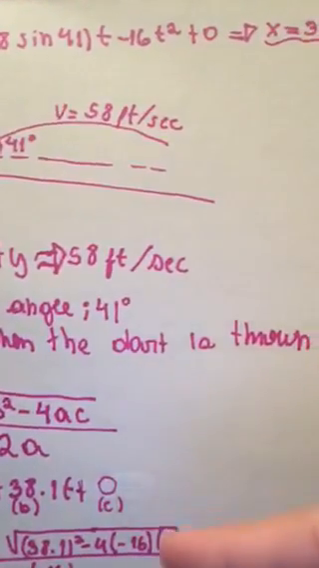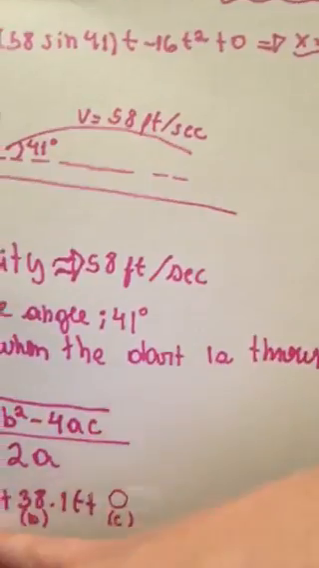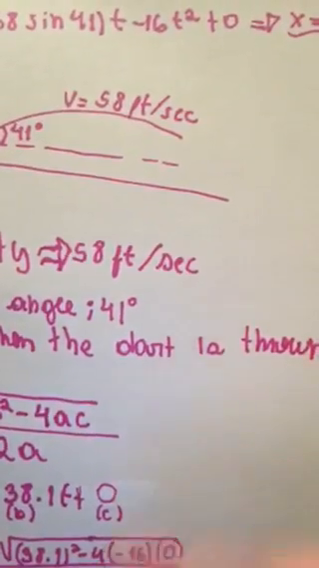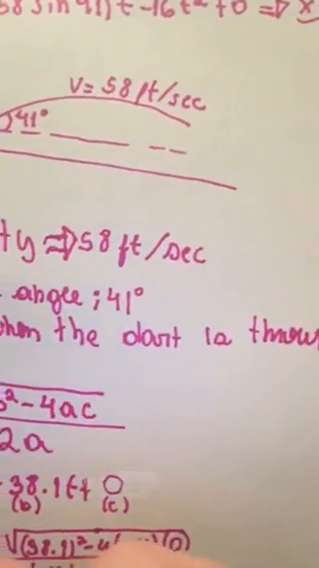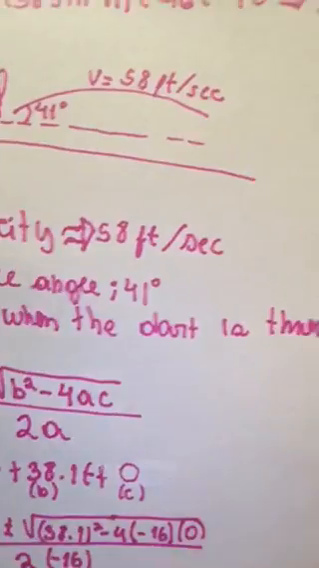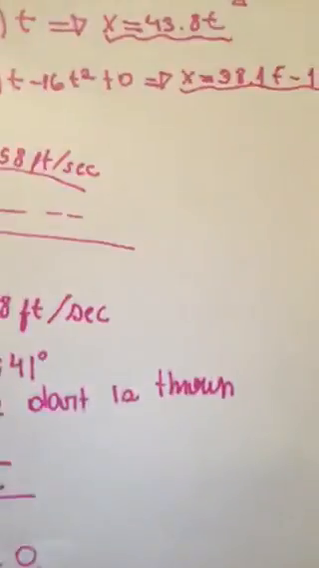So what I did is I wrote minus 16t squared plus 38.1t plus 0. Why? Because minus 16 t squared is the a, and 38.1 is the b because it's only a t. Since there's a squared here, this is going to be the a, and because there's only one variable, it's going to be b, and then here's going to be c, the number.